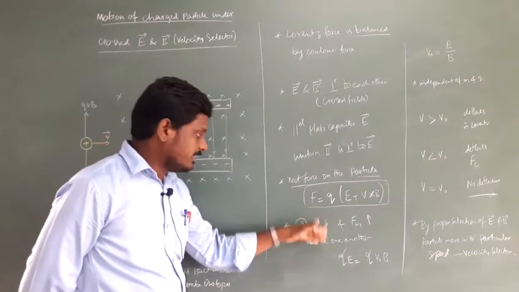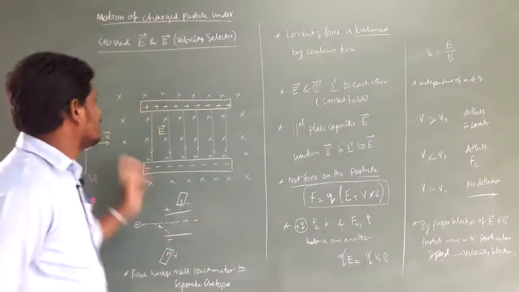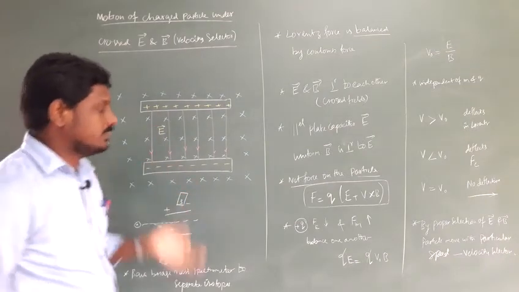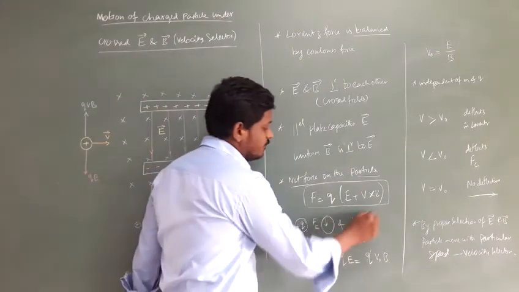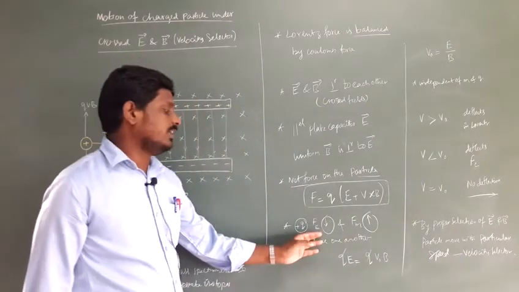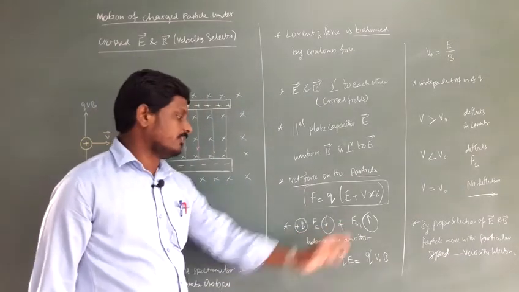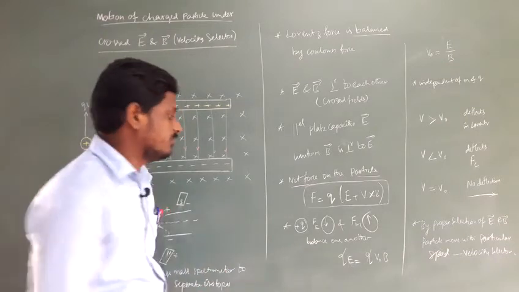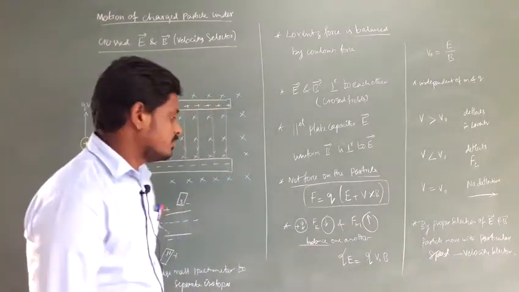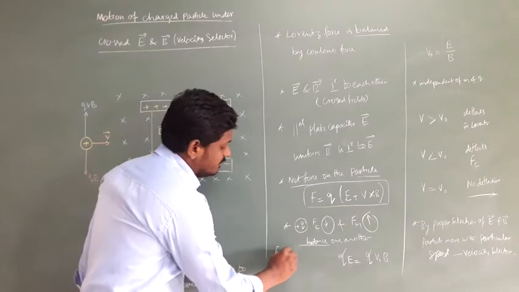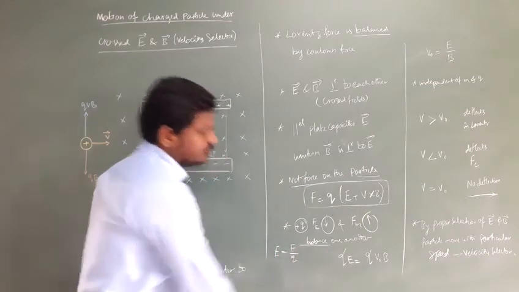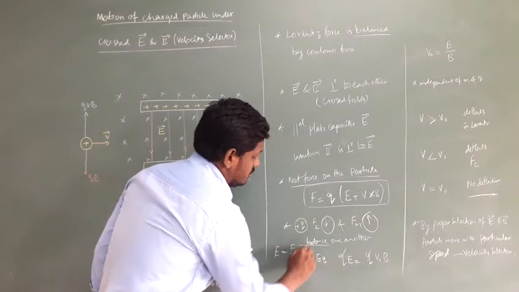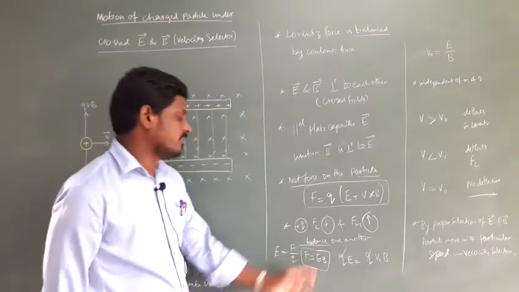So it deflected downwards, but the magnetic force balances it and pushes it upwards. So it's downwards and upwards. The electric force and magnetic force are balanced due to the crossed electric field and magnetic field. They balance one another. Electric field E is equal to F by Q, so F is equal to EQ. That's all, we have studied this in the first lesson.